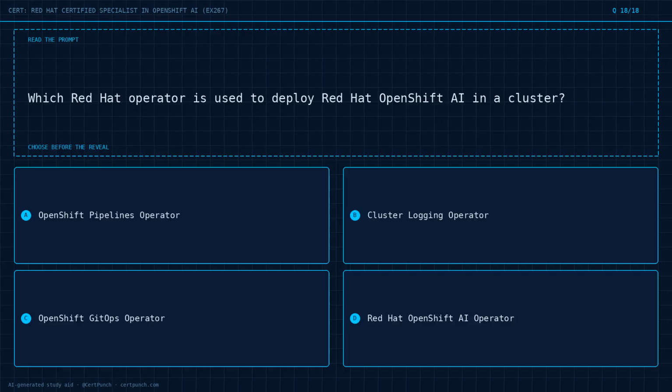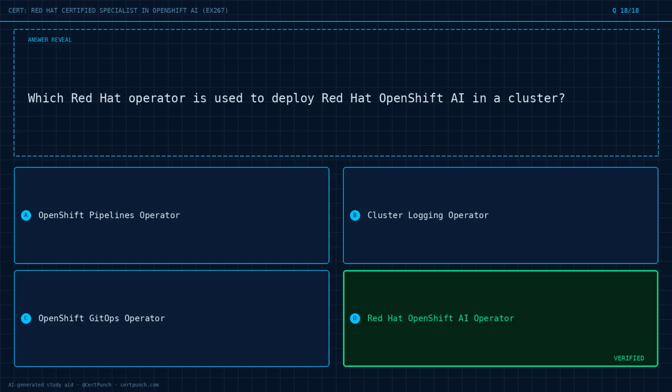Question 18 of 18. Which Red Hat operator is used to deploy Red Hat OpenShift AI in a cluster? Option A. OpenShift Pipelines Operator. Option B. Cluster Logging Operator. Option C. OpenShift GitOps Operator. Option D. Red Hat OpenShift AI Operator. Lock in your pick before the reveal.